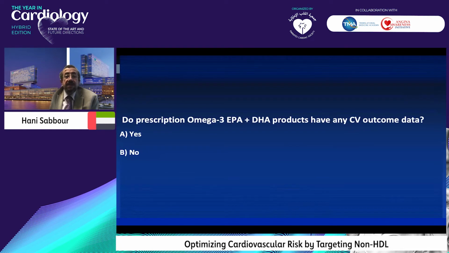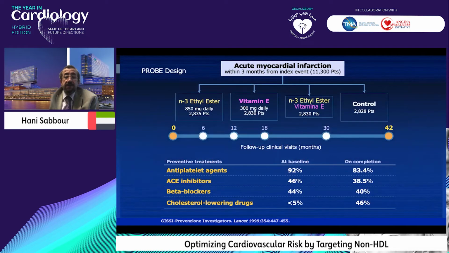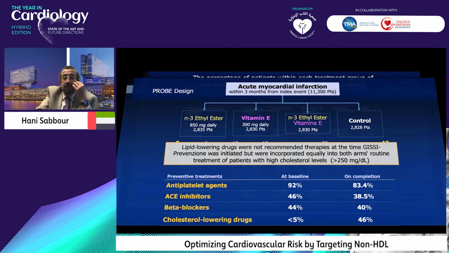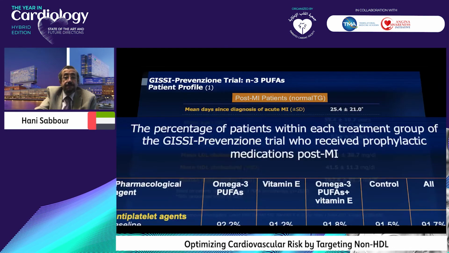Now, is there any outcome data for omega-3 combination EPA and DHA? Actually, yes. This is a very important and yet very substantial study called the GISSI prevention study in Italy, where they took EPA DHA 1 gram on top of standard of care at the time of myocardial infarction. These patients were followed for approximately 42 months, and they were on antiplatelet, ACE inhibitors, and other cholesterol-lowering agents. The high cholesterol levels at that time, this is in the 1990s, was kind of the standard of care. 50% of patients were actually on statins at the end of the study.